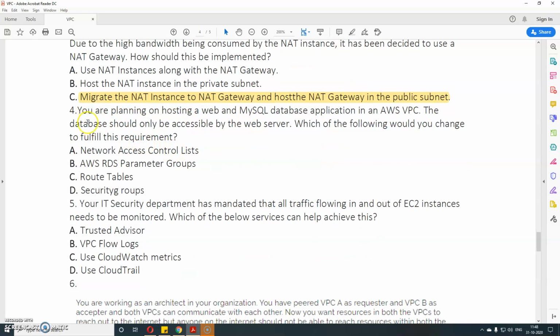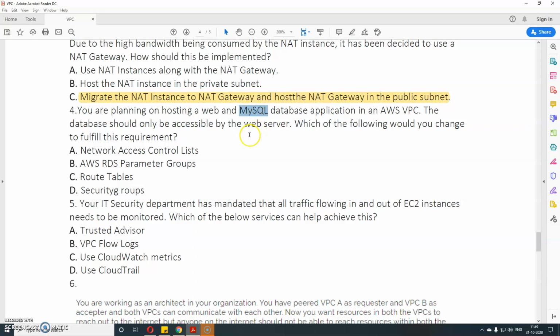So question 4, you are planning to host your web application and MySQL database application in an AWS VPC. The database should only be accessible by the web server. Which of the following would you change to fulfill the requirement? So basically they are saying they have a two-tier architecture again, and their web application will access their MySQL database, which is probably in a private subnet, that is not mentioned, but no other application or no other IP address will be allowed to access the MySQL. So that is the proper architecture, I would say.